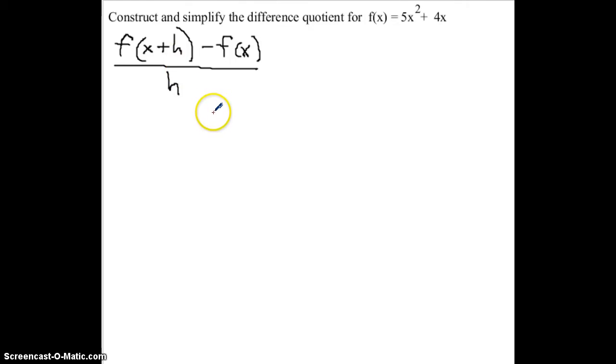We have this math question from Jacob. We're going to construct and simplify the difference quotient for the function f of x is equal to 5x squared plus 4x. So here we have the difference quotient. So this is kind of like a pre-calculus problem.